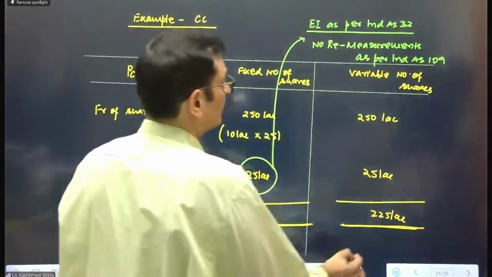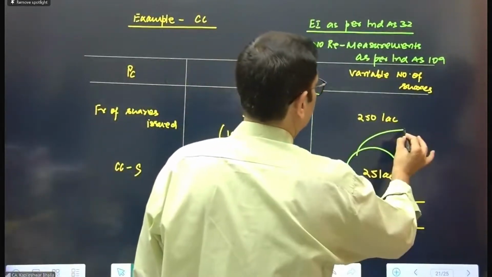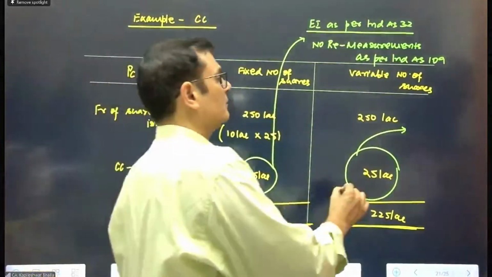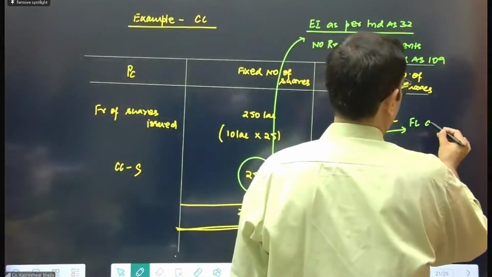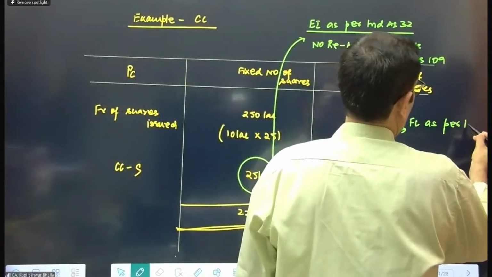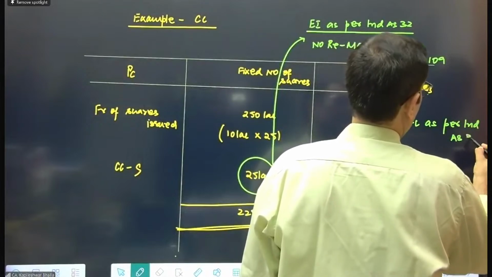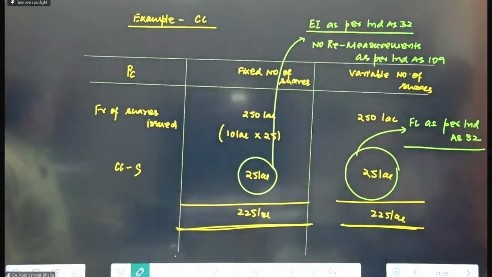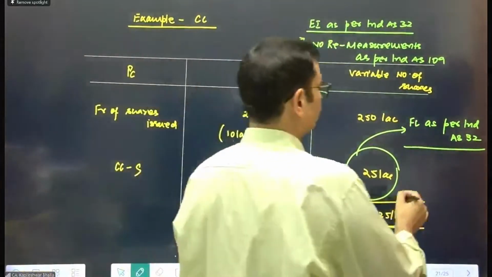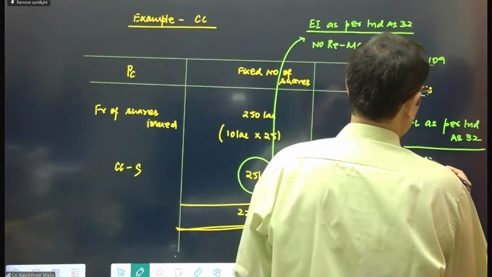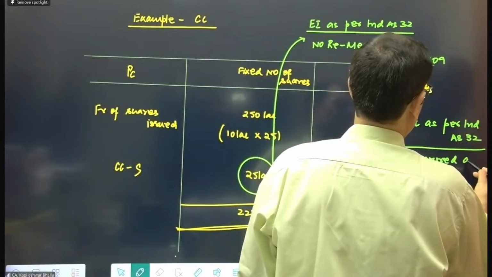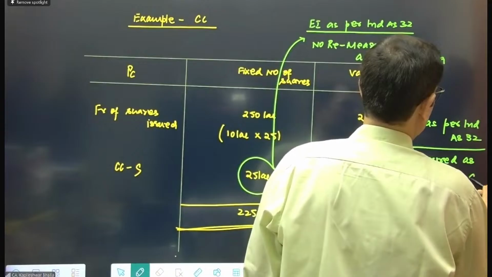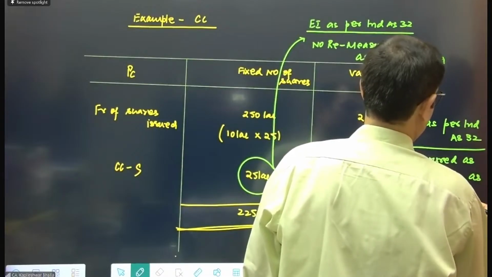Now, if you say that it is a variable number of shares, can I say it becomes a financial liability as per Ind AS 32? It becomes a financial liability as per Ind AS 32. And can I say it is going to be measured at FVTPL as per 109? It will be measured at fair value through profit and loss account as per Ind AS 109.